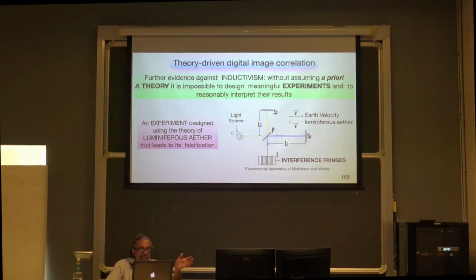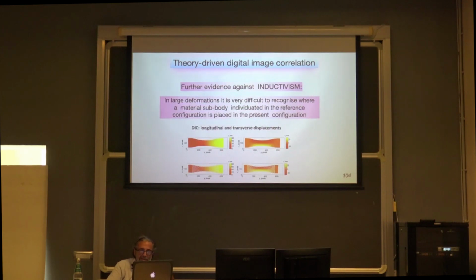So, the experiment of Michelson and Morley killed the luminiferous ether. So François tried to kill second gradient theories. How? He asked us to calculate the deformation of pantographic specimens. Then he used digital image correlation advanced techniques. He's already very good, but he could not follow large deformations.